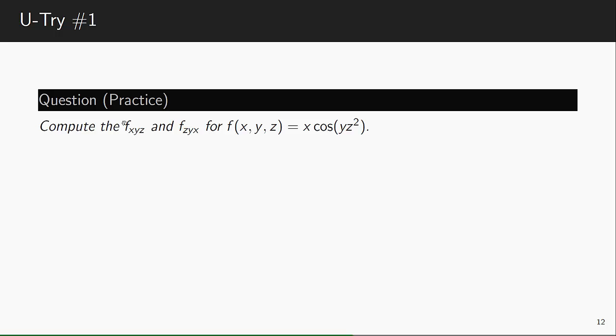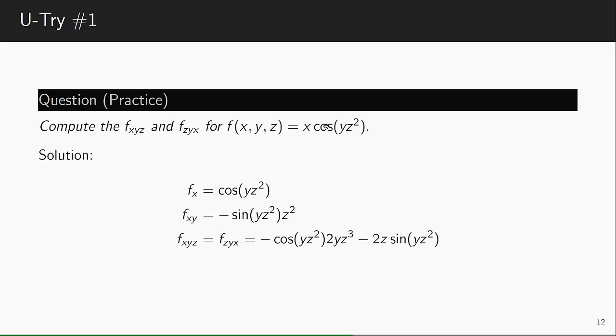All right, so the assumption here is as long as these derivatives all exist and are continuous, these should be the same. So we will only compute one of them, and the other one will actually match up. So let's try this one. Let's take the x derivative first. That just leaves us with cosine of yz squared. We take the y derivative of that. So differentiate cosine, you get negative sine of the inside. Use the chain rule, you end up multiplying by z squared because y goes to 1.